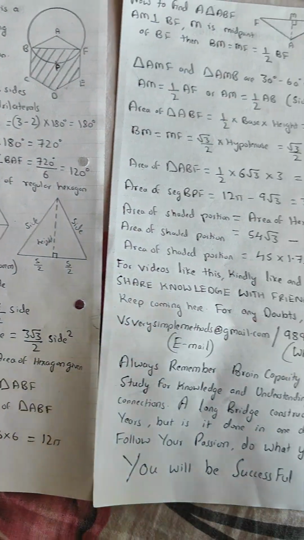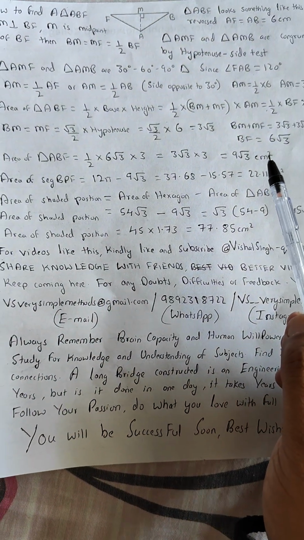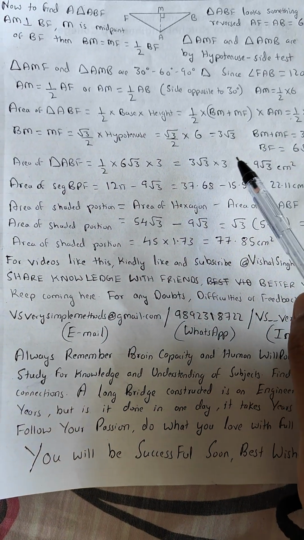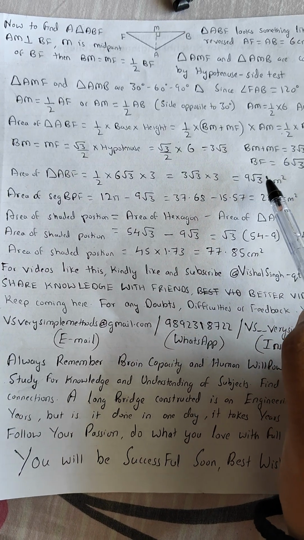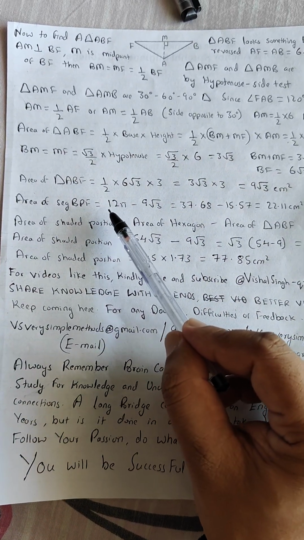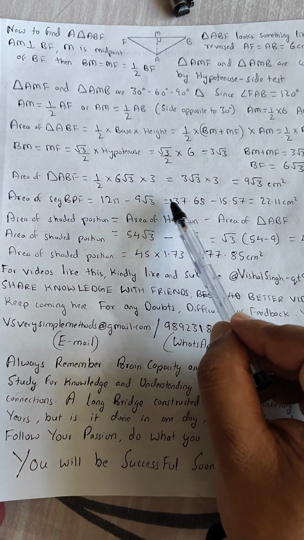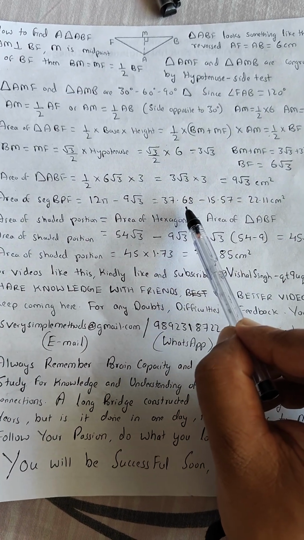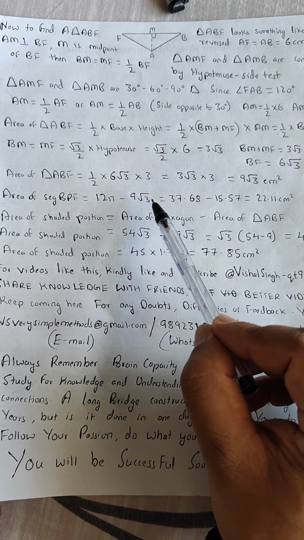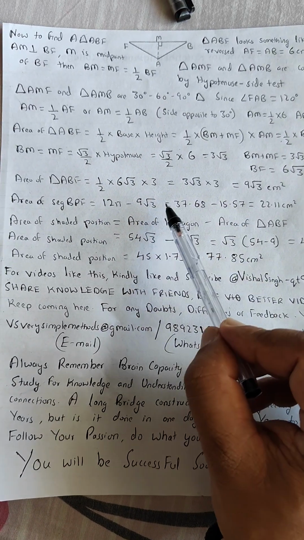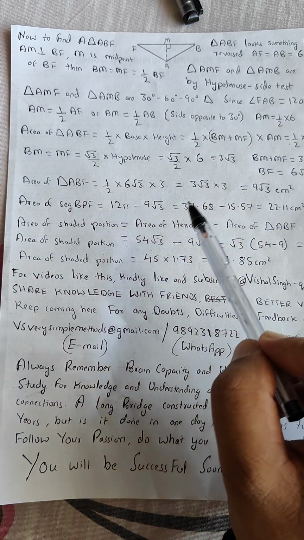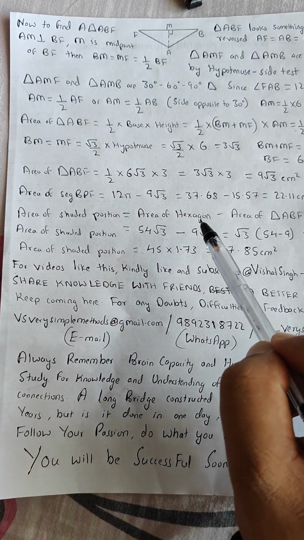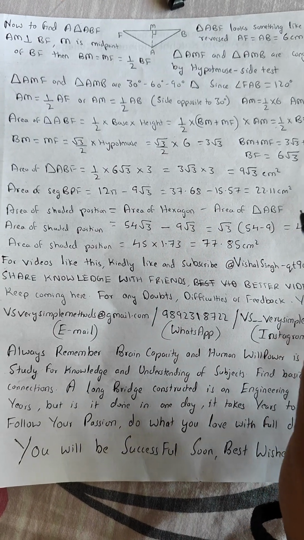Area of the entire sector we have already calculated is 12 pi in our previous page, and here it's going to be 9 root 3. Area of segment BPF is going to be 12 pi minus 9 root 3. इसको calculate करना है. Again I'm saying I'm not sure about this calculation. I might have done certain errors over here, so be very careful while calculating this, and you're going to get area of segment BPF. Now area of shaded portion equals area of hexagon minus area of triangle ABF.